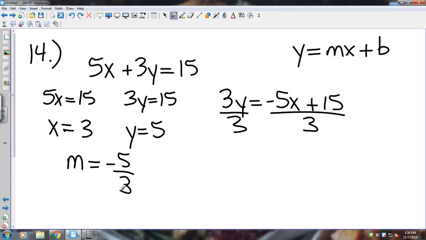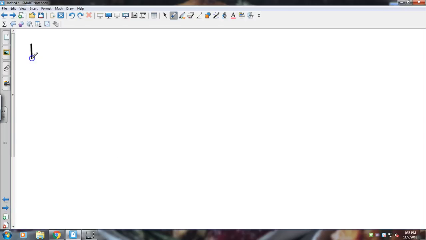Now, if you kept going, what's 15 divided by 3? 5, and that should be the y-intercept, right? Boom, it is. It's magic. Doesn't matter how you do it, there's multiple ways.